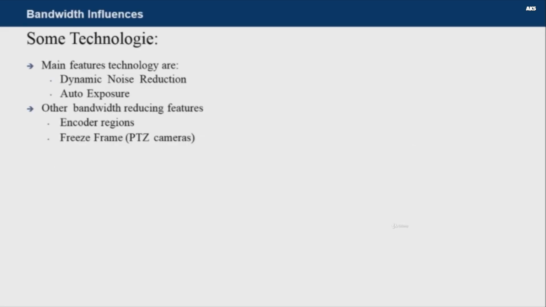And we also have some technologies that reduce bandwidth that I explained on the previous slides. For example, we have DNR, dynamic noise reduction, or AE, auto exposure.